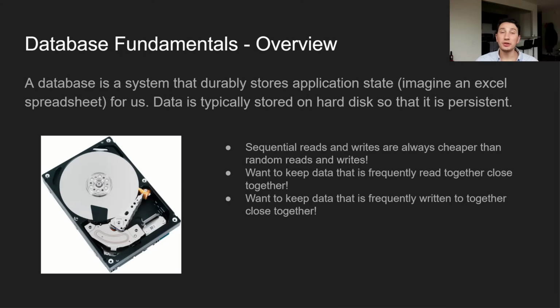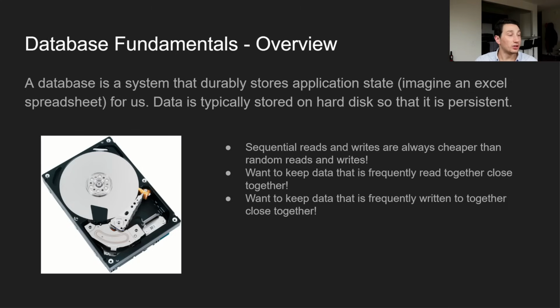Cool. The first thing that is probably the most important that we have to know about when it comes to any systems design problem is the nuances of how a database works. So databases are just durable systems to let us store application state. They do so by storing data on a hard drive. And so basically the idea here is because we have some mechanical arms spinning around a disk, we always want to keep our related data that we're reading and writing together as close to one another as possible.